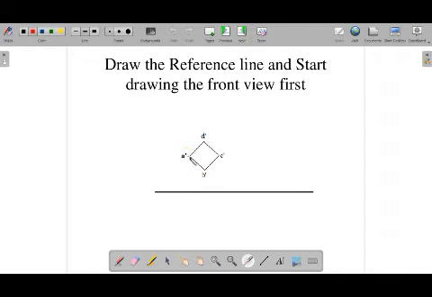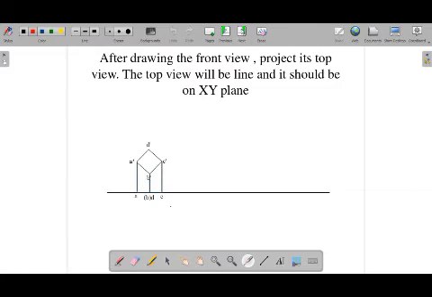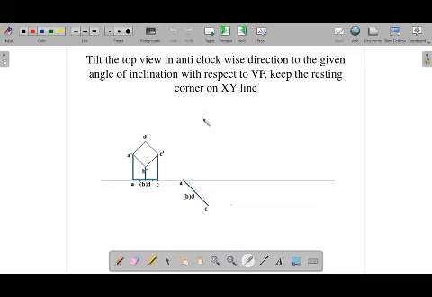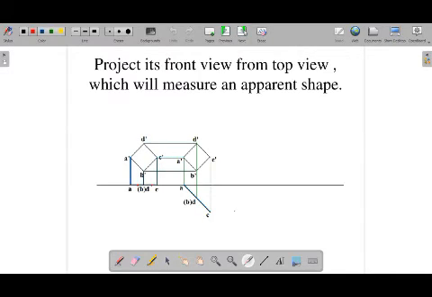Keep the resting condition. Here it is resting on the corner. Keep the corner on the left hand side. After drawing the front view, project its top view. The top view should lie on the reference line. Tilt the top view in the clockwise direction for the given angle of inclination with respect to the VP. Keep the resting corner on the XY line.